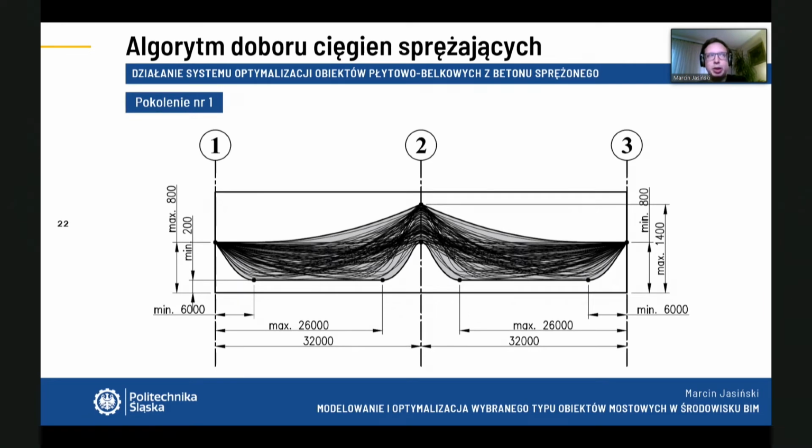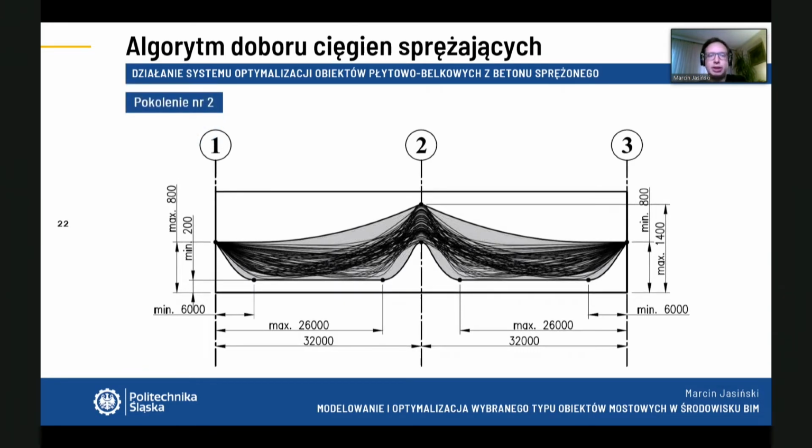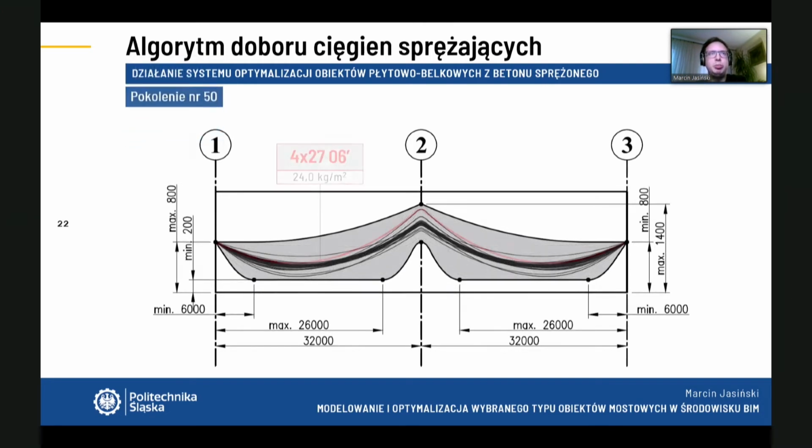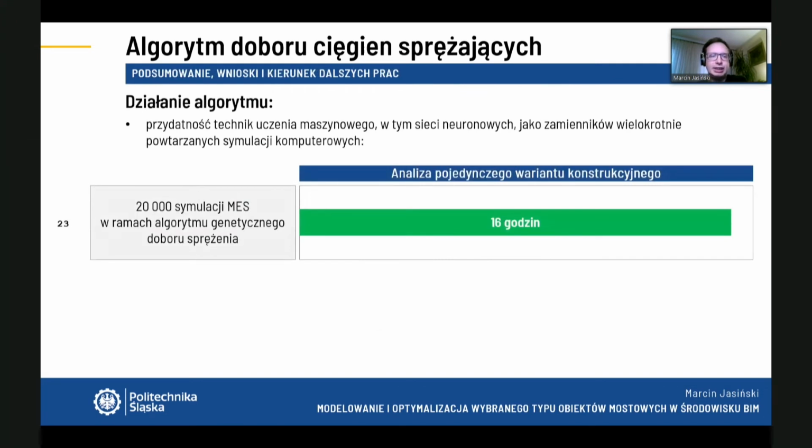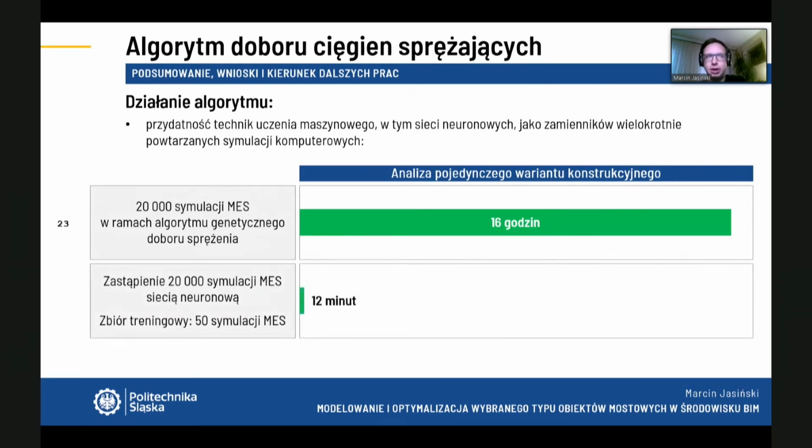For example, for this set of strings, we've got straight ones and curved ones, so each generation is more and more ordered, with more domination of the set with a minimum mass. This set should also meet the requirements or limitations, geometrical and tensional. Replacing this time-consuming mass simulation with the neural analysis allows us to reduce the analysis time from 16 hours to 12 minutes.